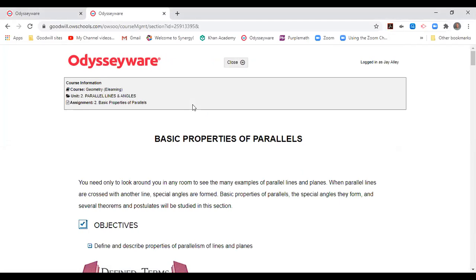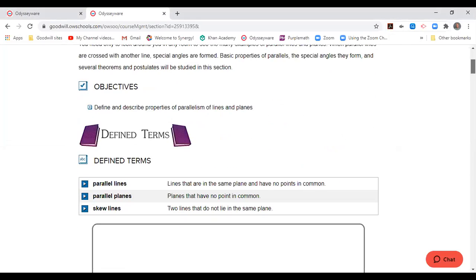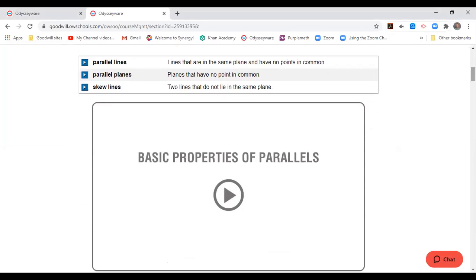Okay, properties of parallels. Parallel lines and planes. There are some basic properties. Lines in the same plane and have no points in common. Those are parallel lines. If you can imagine your desktop as a plane, if you drew two parallel lines on your desktop, the actual physical desk that you're sitting at, they would be in the same plane because they're on the desktop and they would have no points in common.